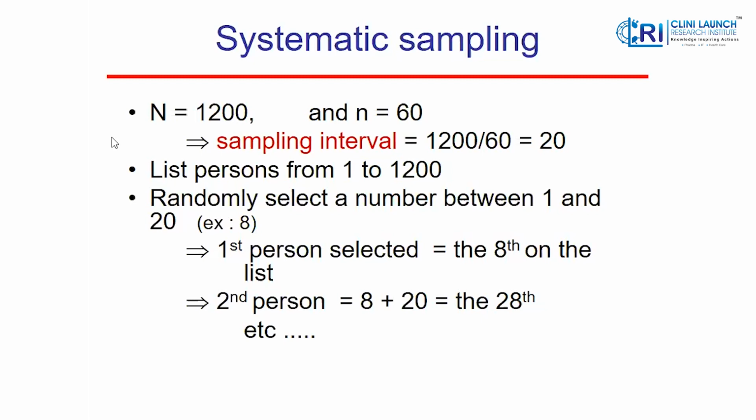So first will be your eighth, which is randomly selected between 1 and 20. Second will be 28. Third will be 48. Fourth will be 68. Then 88, 108, and so on. Understood? Yes. So this is systematic sampling.